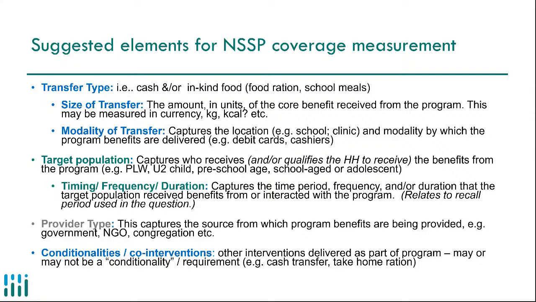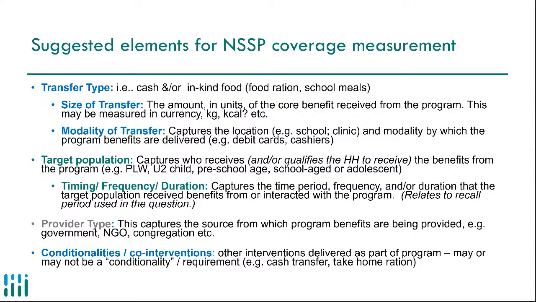The modality of the transfer, and this captures the location where the benefit was provided. So for instance, in the school, if it was a school meal, a clinic, or another location. And then also the modality by which the program benefits are actually delivered. So for instance, was the money given in debit cards, or did individuals have to go to cashiers to receive the benefit, or the food rations that children received, did they go to a distribution center to receive that food?